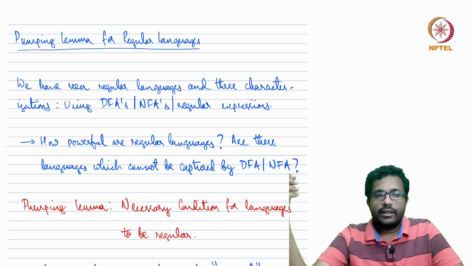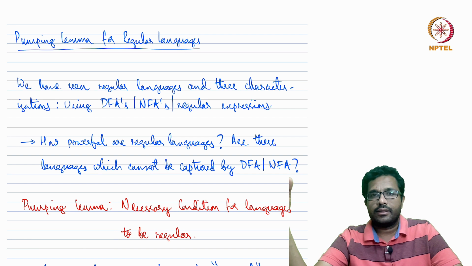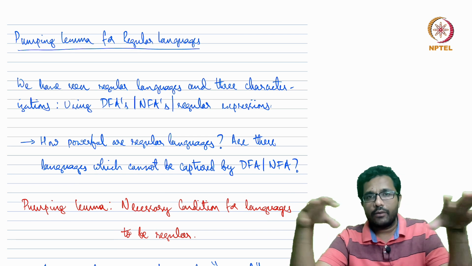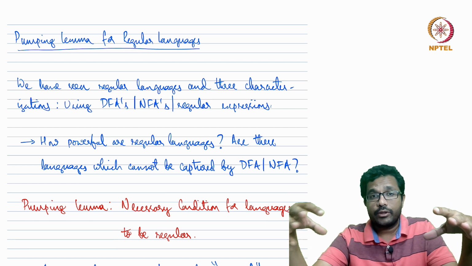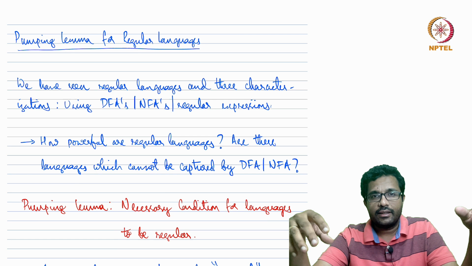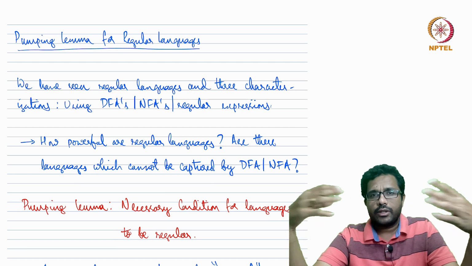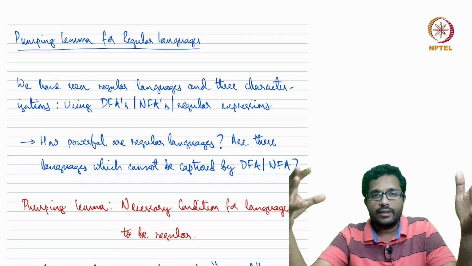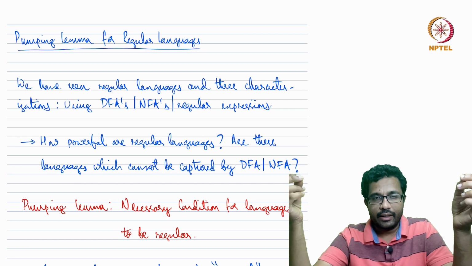So now the question is, how powerful are regular languages? How powerful are these models? Are there languages that cannot be captured using these models? So we know that all of them have the same power, but are there languages that cannot be captured by these models? Or is it the case that almost every language can be captured by them? So we want to understand what is the computational power of these.